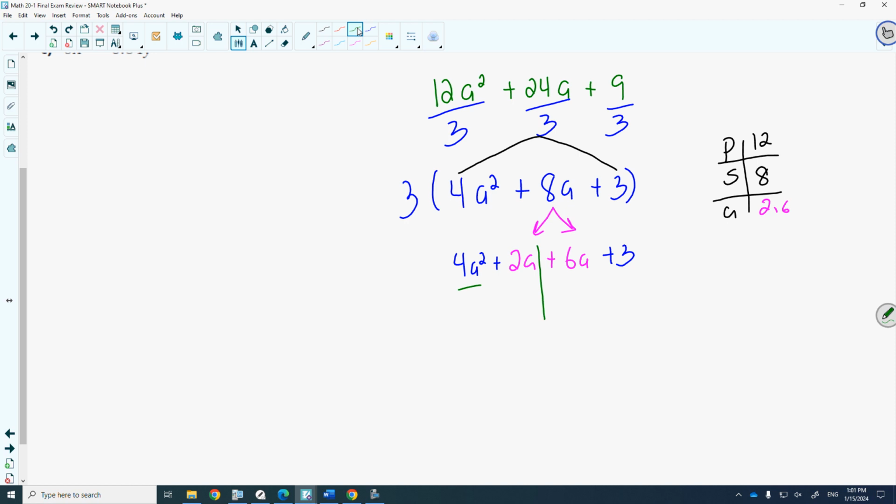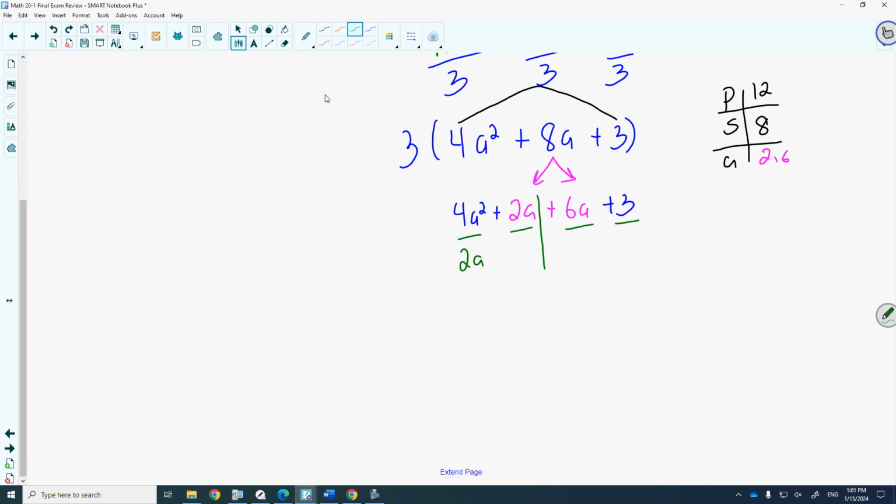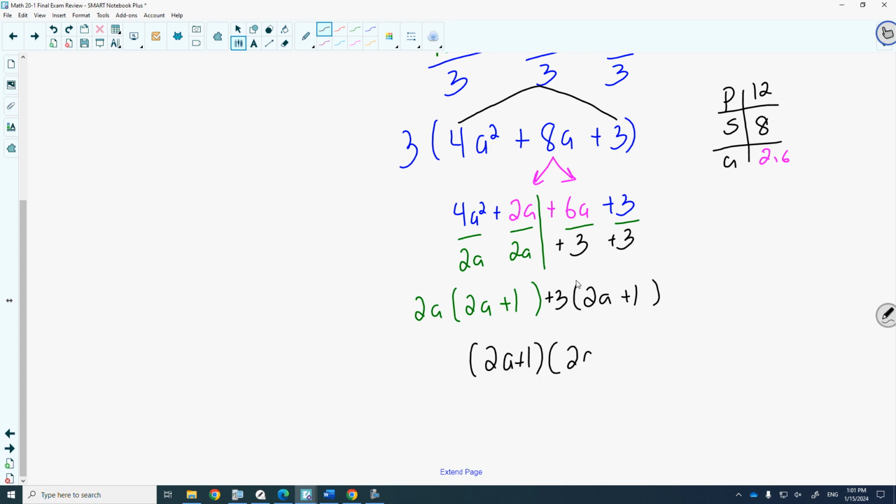Split it in half and group factor. From these first two terms, I could factor out a 2a and I'd get 2a plus 1. From the second two terms, I could factor out a positive 3 and I would get 2a plus 1. These two are the same. So one of my factors is 2a plus 1. One of my factors is 2a plus 3. Don't forget this GCF.